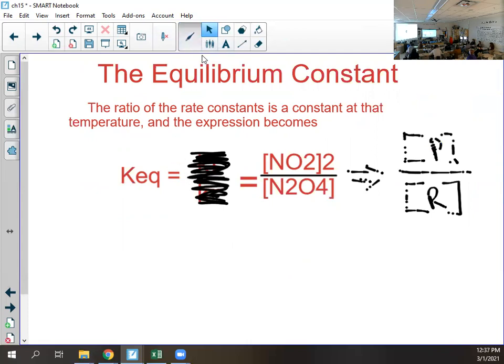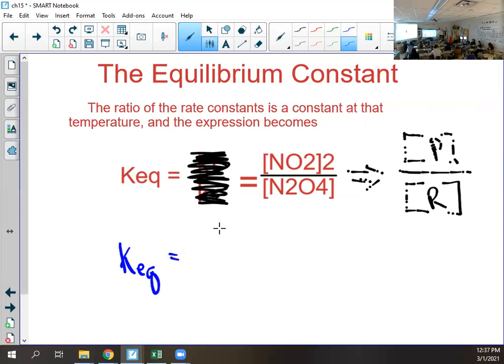But KEQ is where we take these concentrations and raise them to their coefficients, and those are the products, and divide it by the concentration of the reactants. So KEQ is equal to the concentration of products divided by the concentration of reactants. And that is all.